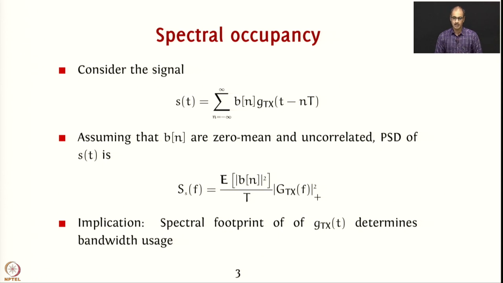This particular equation is of essence because what this says is that the spectral usage of your transmit signal s(t) is nearly entirely determined by the Fourier transform of your g_TX. In other words, if you design your g_TX to have a very small spectral footprint, you are going to use a very small amount of spectrum, and if your g_TX uses a large amount of spectrum, then by corollary your s(t) will also use similar spectrum. So it is essential for you to design your g_TX(t), or in the Fourier domain G_TX(f), to occupy only the amount of spectrum that is necessary.